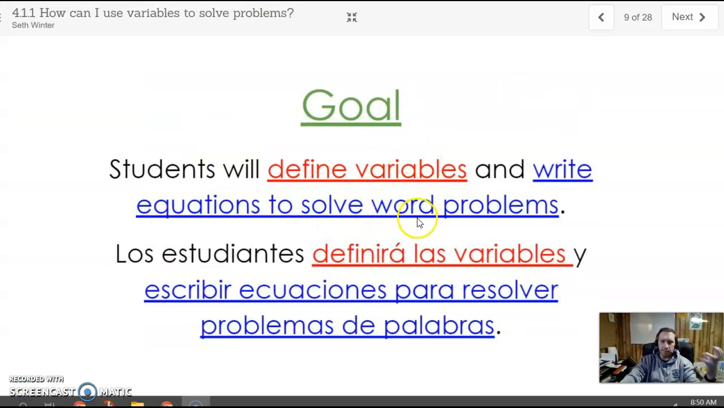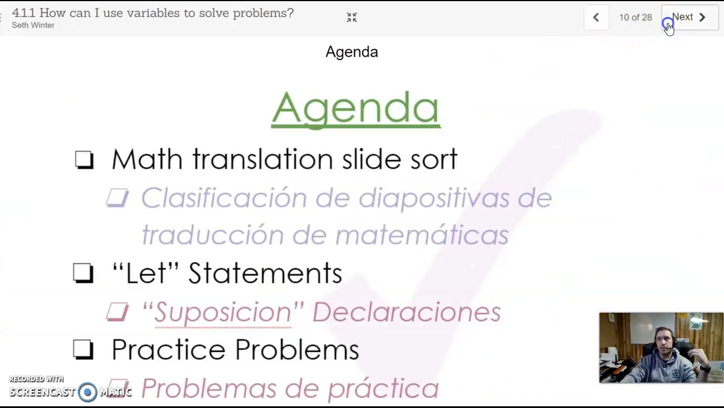We're going to define variables. That means we're going to say this variable means something. And we're going to do it by using something called a let statement. I want to walk through those let statements, and it's going to be something I want in the back of your head as we move forward. All right.